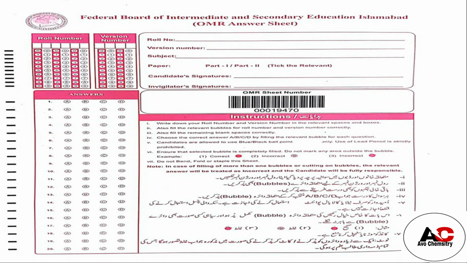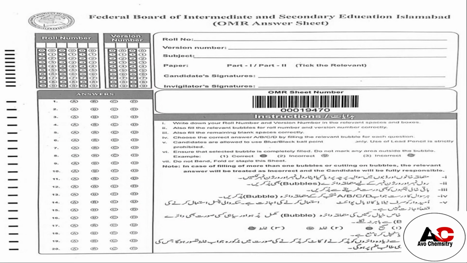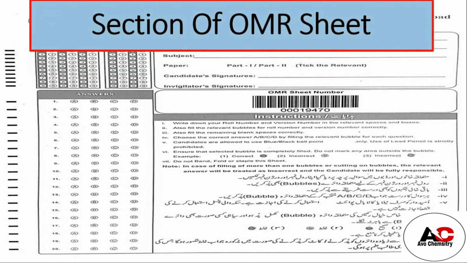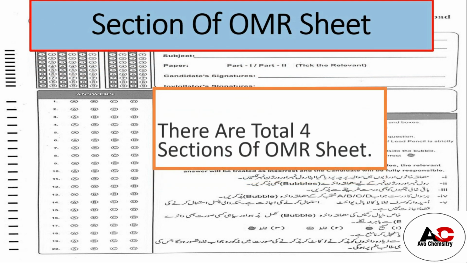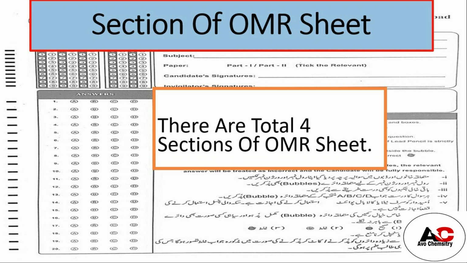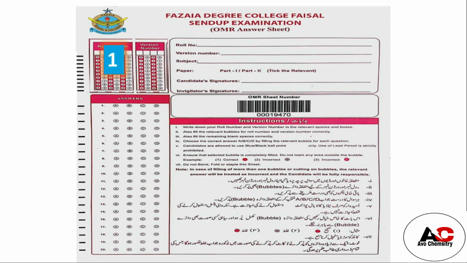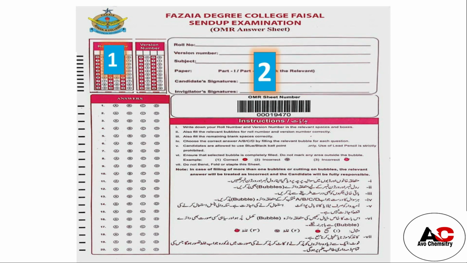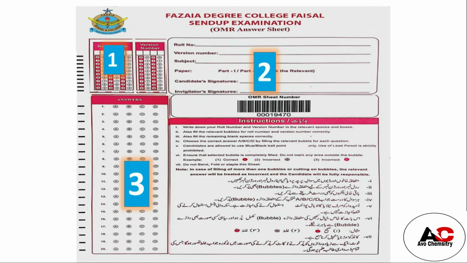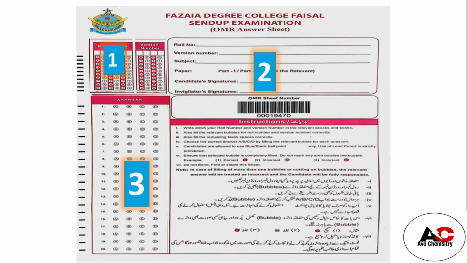As you have seen many types of OMR sheet, my dear students, if you look at this OMR sheet, you can see it has some sections. There are a total of 4 sections. This is section 1, which is about the roll number and version number. This is section 2, which is about the information, and this is section 3, which is about the answers, and this last, fourth section is about the instructions. Now students, we will discuss all of these one by one.